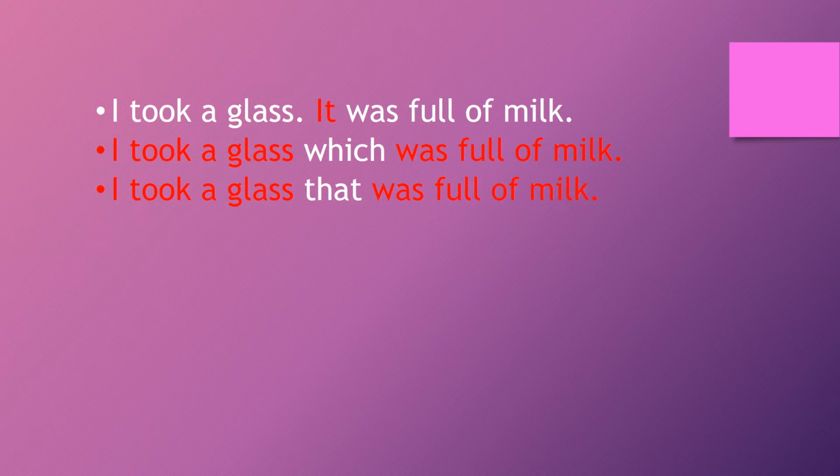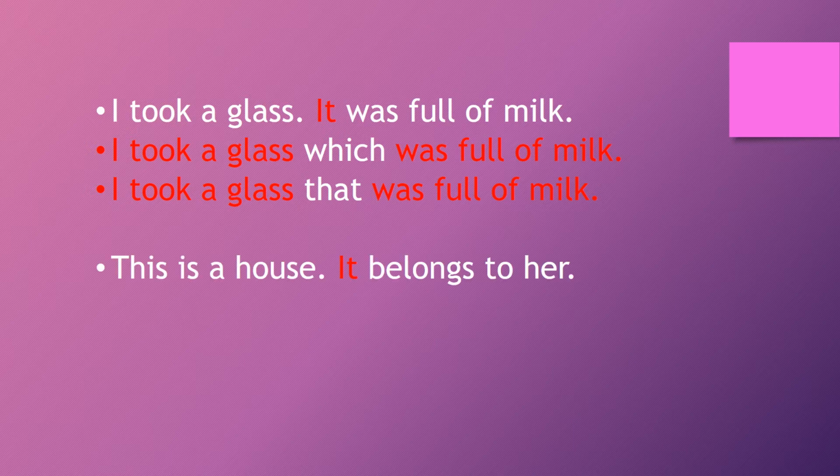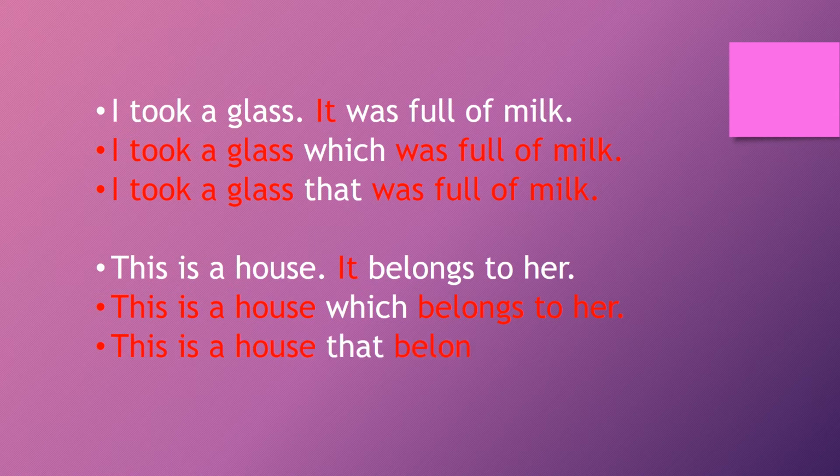Let's see the next example. This is a house, it belongs to her. Now the subject of the second sentence is it, which turns into which because which is used for things. This is a house which belongs to her. And also we can use that instead of which. This is a house that belongs to her.